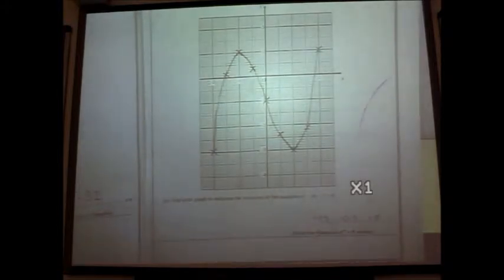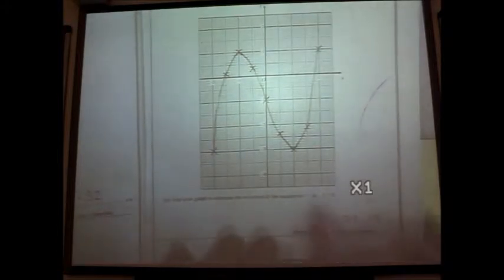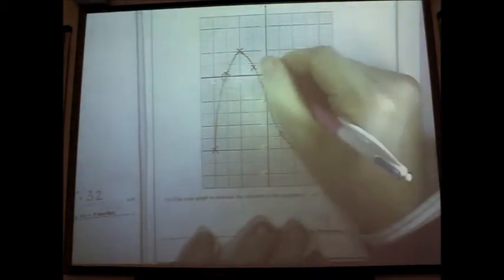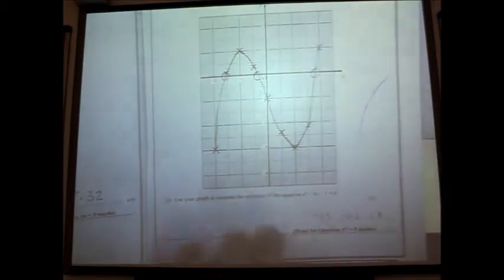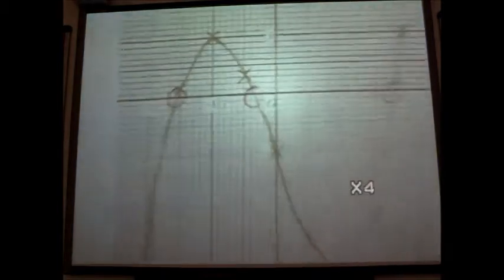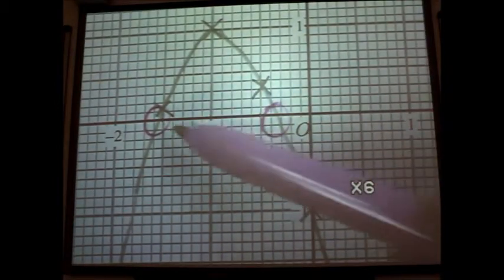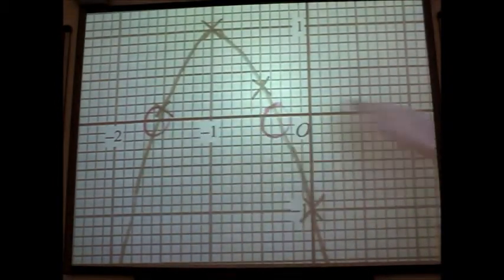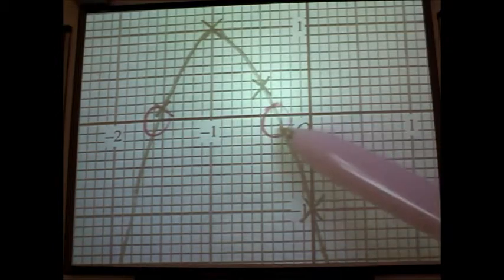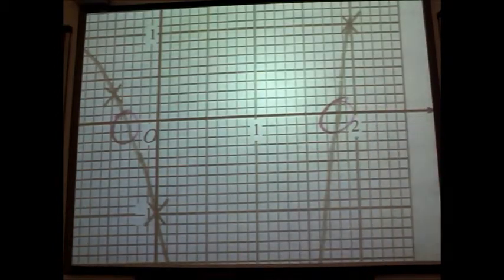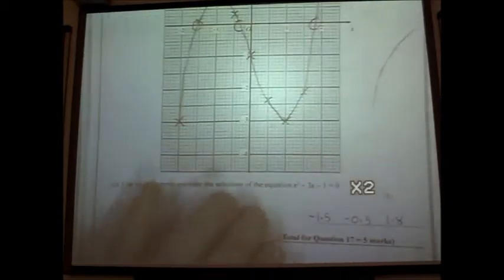Use your graph to estimate the solution to the equation x cubed take 3x take 1. All you do for this is work out where the line crosses the x-axis here, here and here. So let's zoom in. So the answer is x is minus 1.5 roughly there, minus 0.3 roughly there, and 1.8 roughly there. So there are your answers for that one, and they're down the bottom.